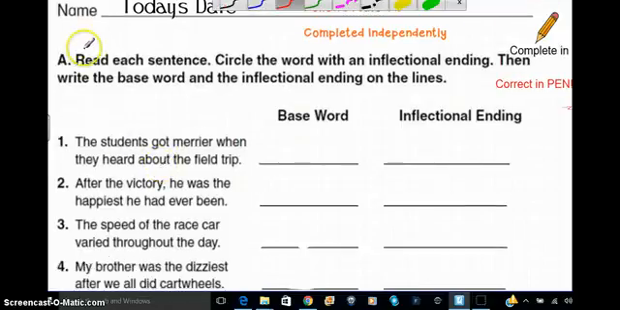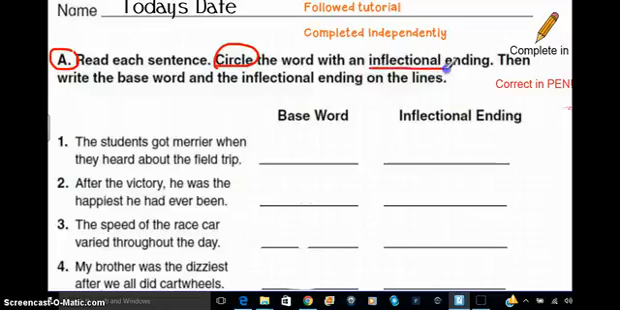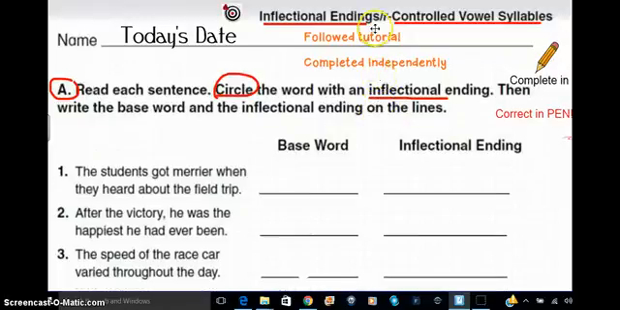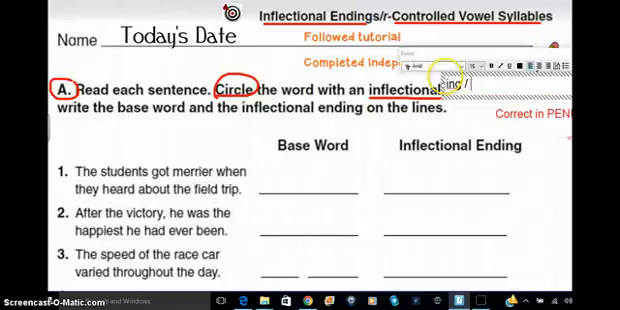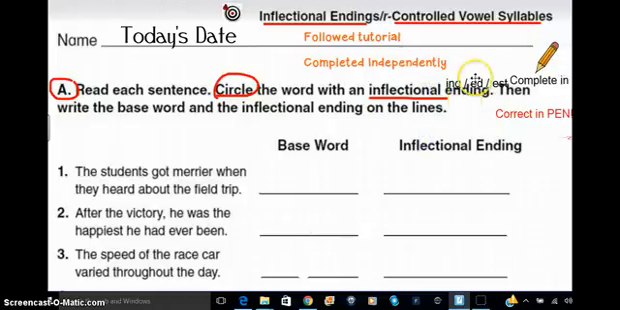For section A, we're going to read each sentence and circle the word with an inflectional ending. Remember, an inflectional ending is an ending added to a word that changes its meaning. We've had endings such as ing, ed, est, things like that. Those would be considered inflectional endings. They're parts that we add to a base or root word. It changes the meaning. They're really like suffixes too.